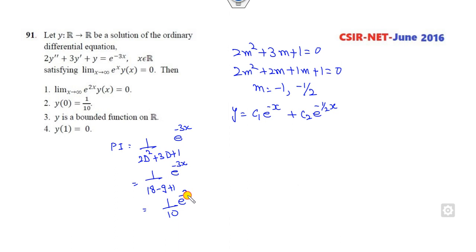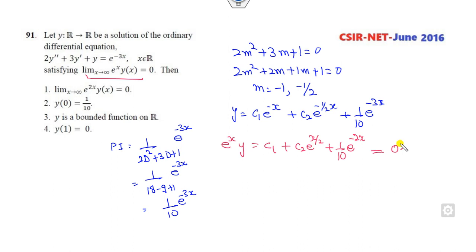Fine. Now look at the first option, y of 0. c1 and c2 are not given to you, but it is given that when you take the limit with respect to x, c1 e raised to power x by 2 plus c2 e raised to power minus 2x goes to 0. But if you take the limit as x approaches infinity, this will give you an infinite solution. So it will be finite only when c2 is 0. When you take infinity here, c2 will be 0. Fine. So this goes to 0.